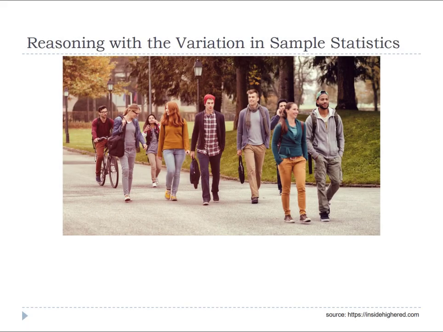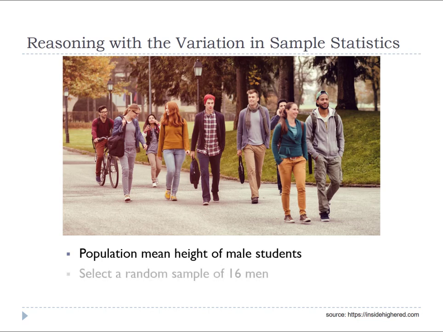We will start with a hypothetical example. Let's say you want to estimate the population mean height of male students at your college. You decide to select a random sample of 16 men and measure their heights. The sample mean you calculate from your data turns out to be 70.3 inches.